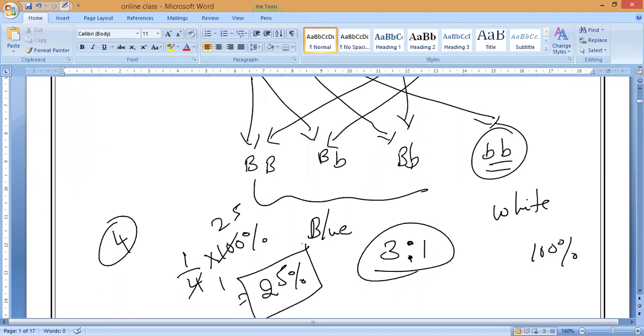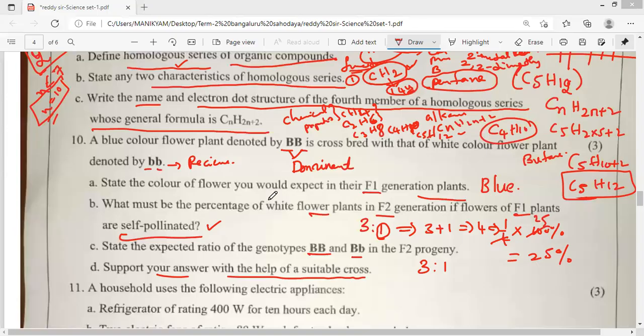Any doubt? Anybody, you can ask me. So that is the percentage of it. Please respond. So that is the answer for that question. Now see the question, all of you read. State the expected ratio of capital BB and capital B small b in the F2 progeny. Is it not 3:1? Very good, Kevin. The total blue and total white is 3:1. But they are asking for the capital BB and capital B small b ratio. So what is the ratio? Anybody?